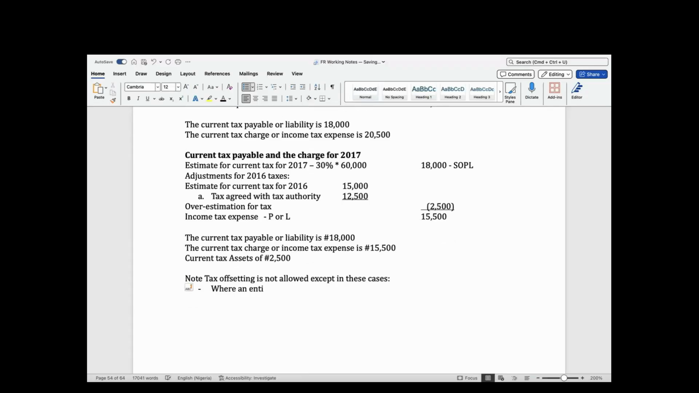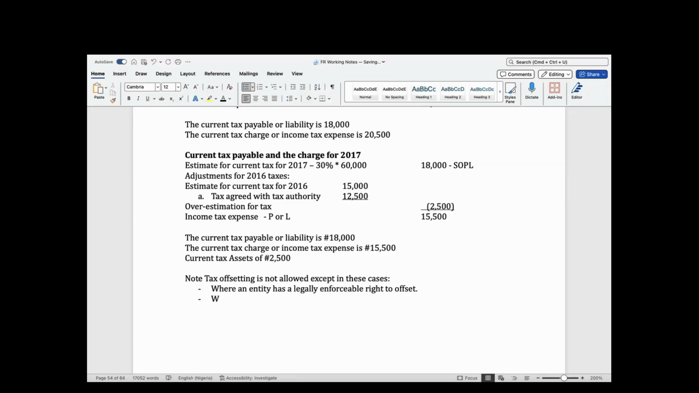When an entity has a legally enforceable right to offset. So if there is a court case, the right to offset what they are owing you against your liability, right? Then you can go ahead and offset. You can go ahead and recognize the net amount in your books because you have a court directive for you to do that.